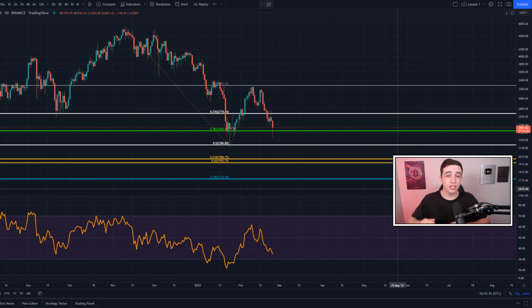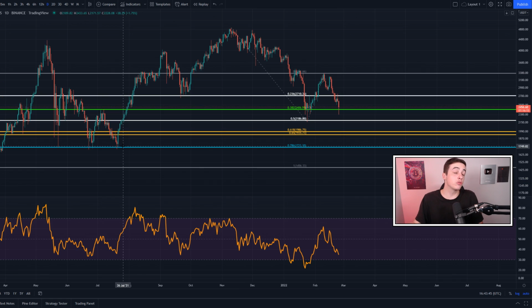If you're wanting to know some important levels of support below 2.3k, when you're looking at the trend-based Fibonacci levels, we've got the golden pocket coming in at just underneath 2,000 US dollars. And then we've got the 78.6% Fibonacci level coming in at around 1,700, which is where we did find a lot of support back in May, June, and July.